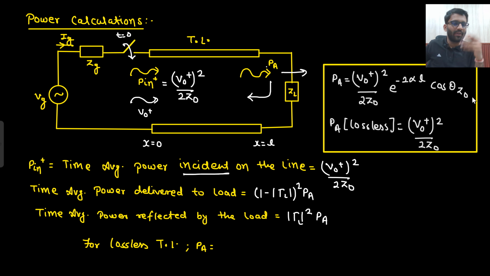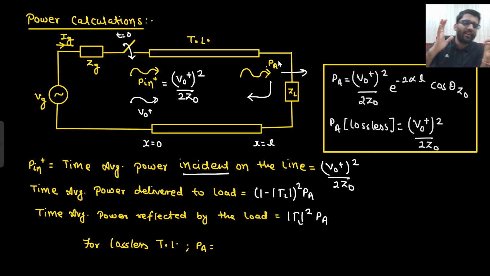E to the power minus 2 alpha x. X is the distance covered from the source end, but here we are talking about the load end, so I have put x equals L, along with cos theta Z naught. If it is lossless, that means theta Z naught will be 0 and alpha will also be 0, so there will be no loss in the amplitude. V naught plus was there, V naught plus only will be reaching here, so the power will be V naught plus whole square divided by 2 Z naught. This we have studied.